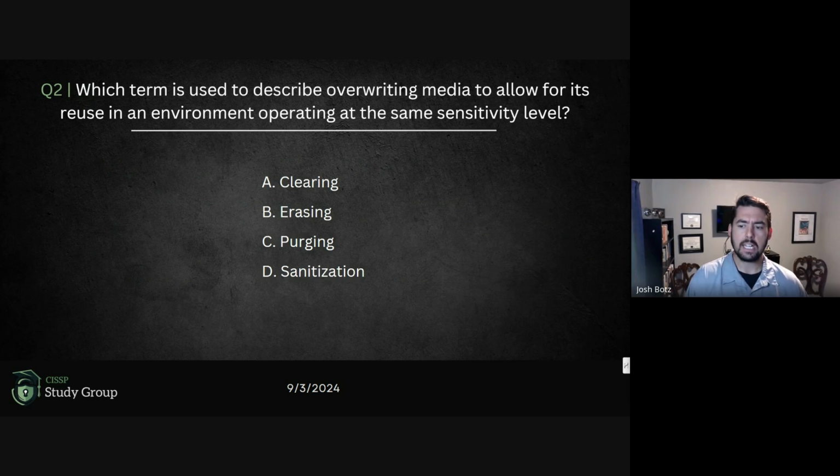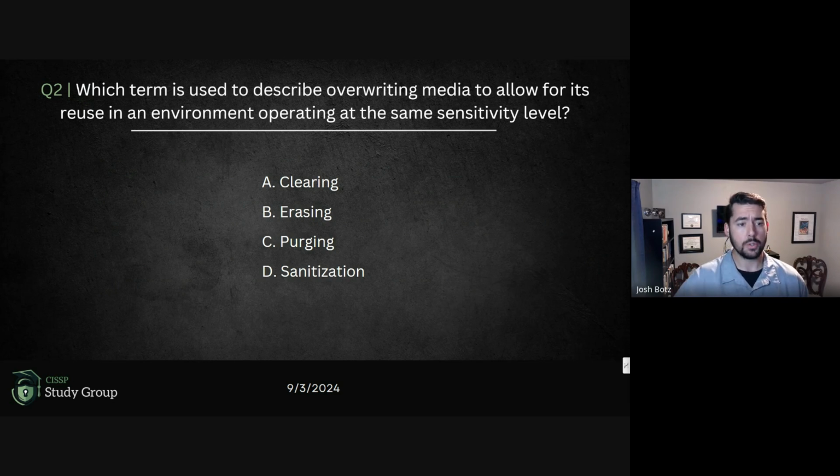So sanitization, the key thing here is that we're absolutely making sure the data is unrecoverable from whatever media device that is. That might sound the same as purging. Sanitization is a broader term than purging. Purging is a specific technique for data erasure. Sanitization is taking a step back and is typically used when you want to reuse media at a different classification level, a different information classification level.